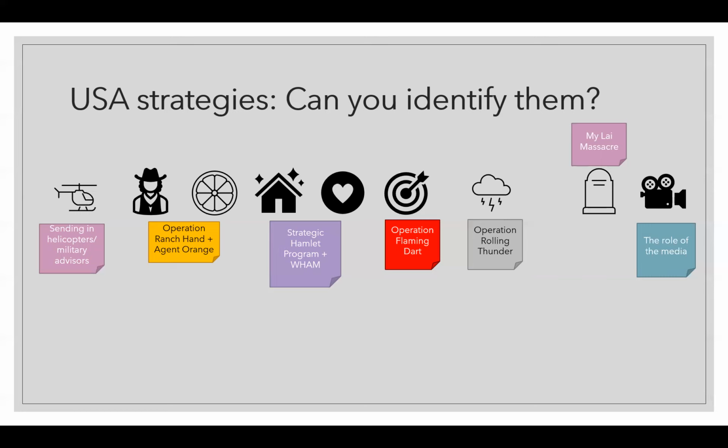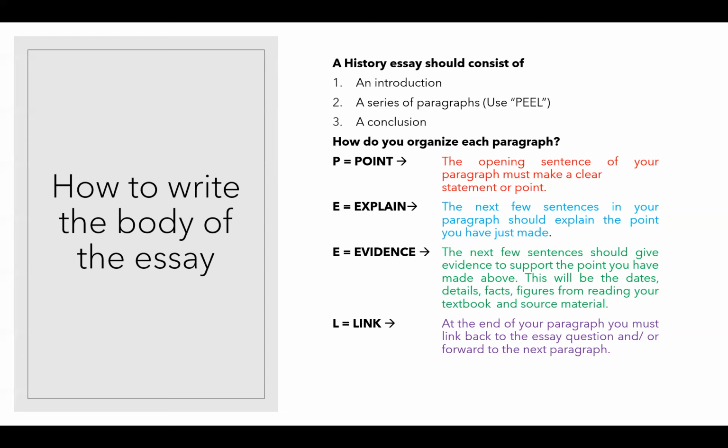So you start with a point, which is just one sentence that tells the examiner what that paragraph is going to be about. Then you explain. So for example, if you've got a paragraph on the Ho Chi Minh Trail, you'll start by saying the Ho Chi Minh Trail was established in blah, blah, blah, and this is what they did. So that's your explanation. You're explaining your point. And then you have your evidence.